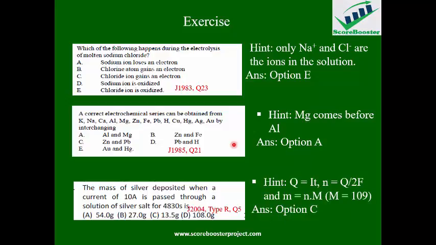Because Q is equal to IT. Then the number of mole is equal to Q over 2F. So if you have your Q, 48,200, then you divide it by 2 Faraday. That is the number of mole. If you multiply the number of mole by 109, that is the molar mass of silver, you get option C. That is what I've said.